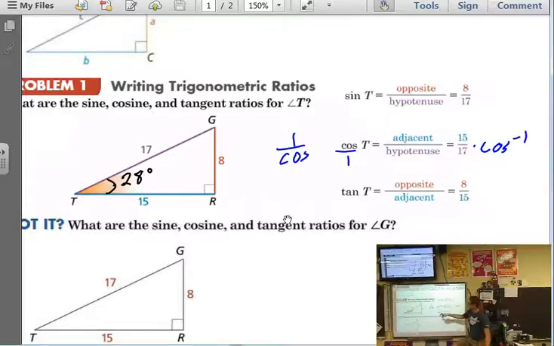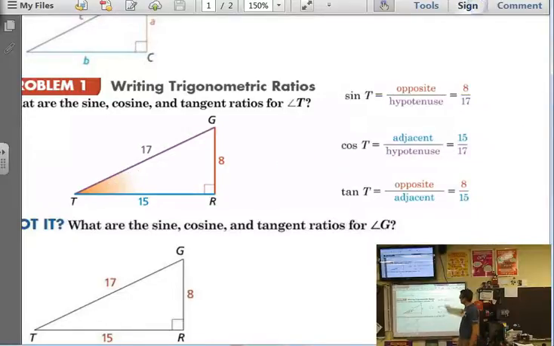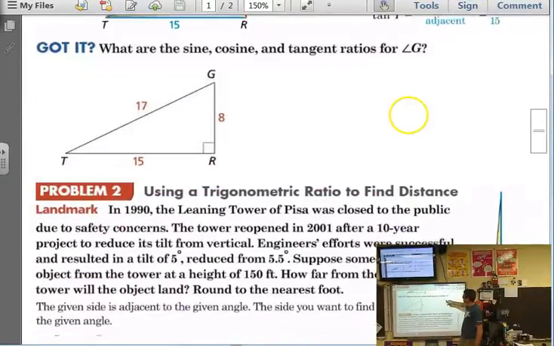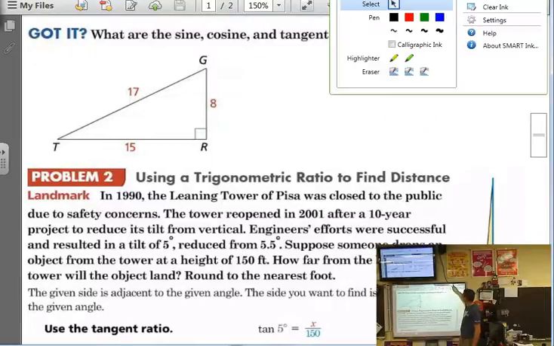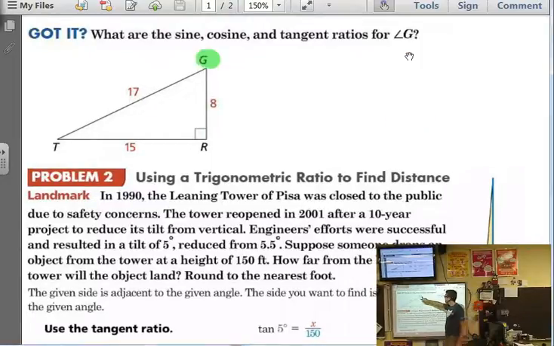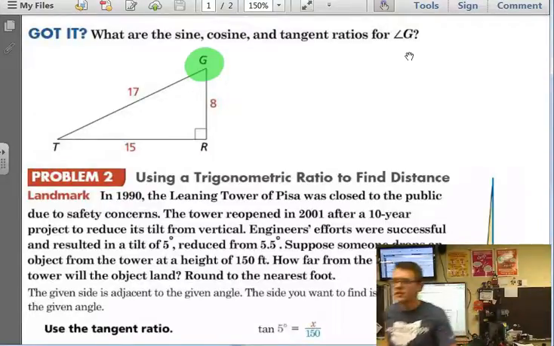Okay, cool. So let's practice this on the next one. I want you to set up your three ratios, sine, cosine, tangent, for angle G. So G is your reference angle. So inverse cosine. Sorry, I had hit sine accidentally.